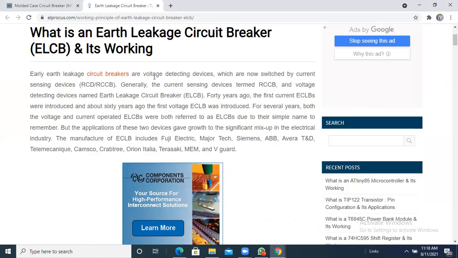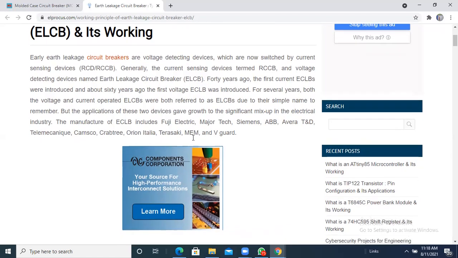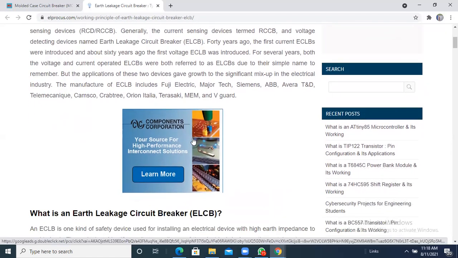ELCB circuit breakers are voltage detecting devices. Earth leakage circuit breakers are voltage detecting devices. That's why it is named earth leakage circuit breaker. This story is not necessary. Directly we'll go into what is ELCB.